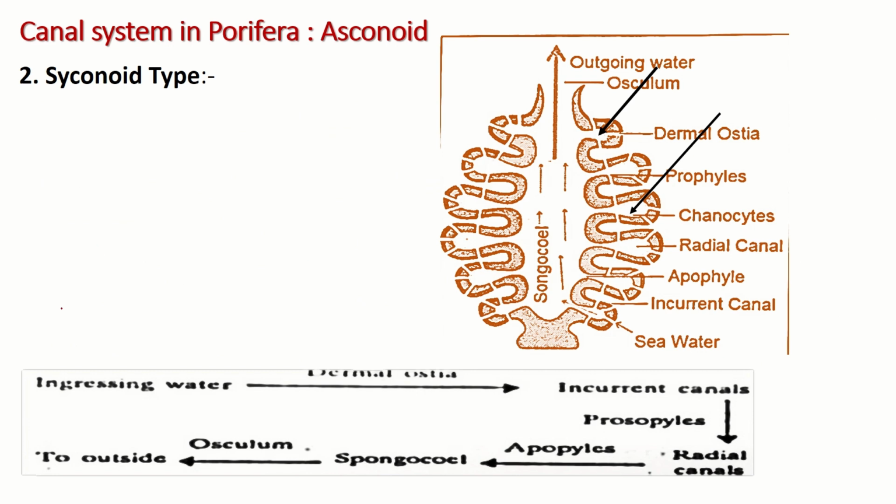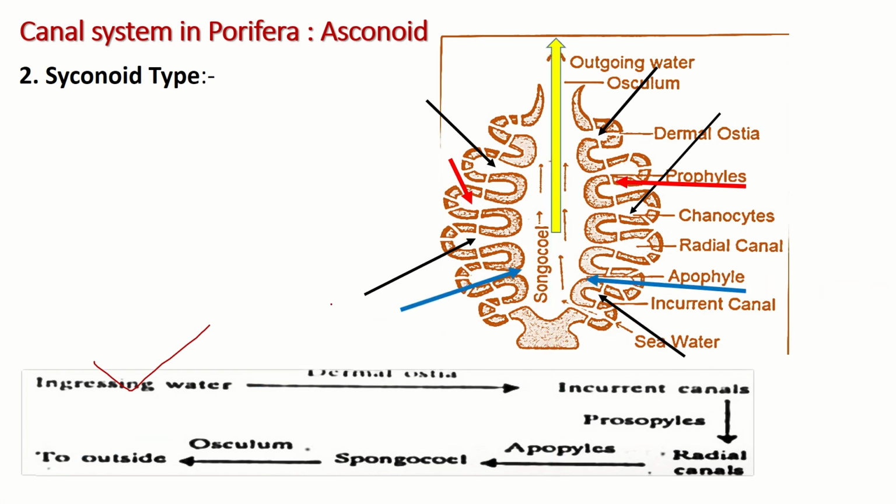So when we see the course taken by water current in the body of this particular type of canal system, that is ingressing water through dermal ostia. The ingressing water, the water from outside, comes with the help of dermal ostia into the incurrent canal.